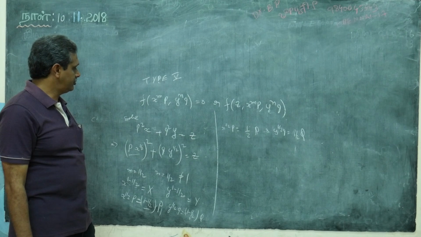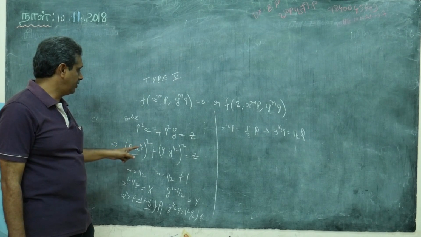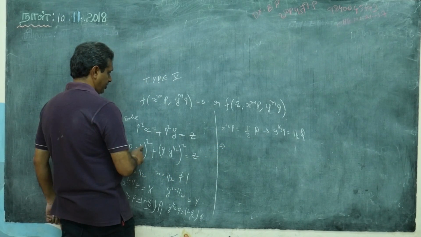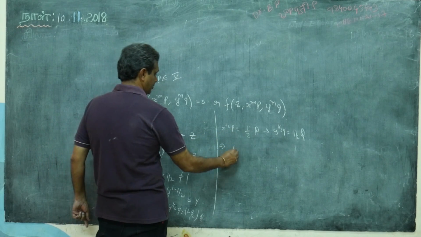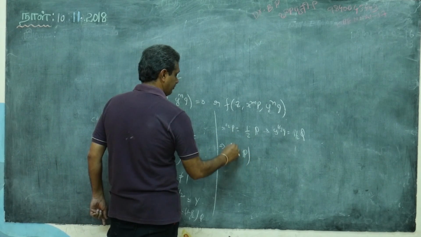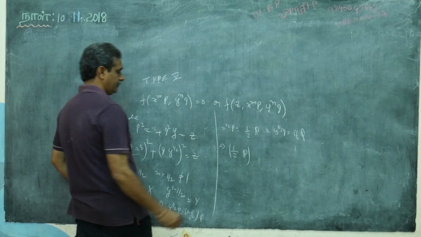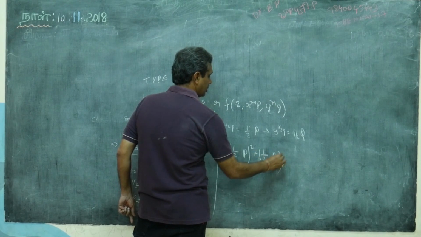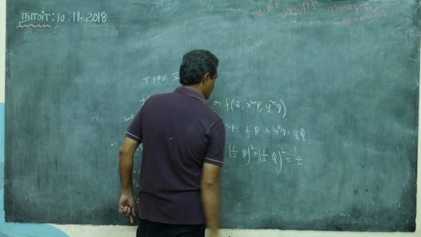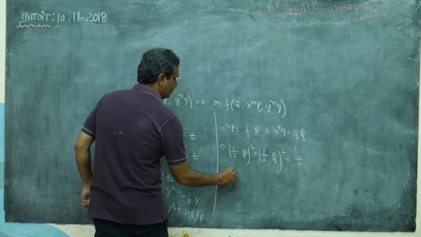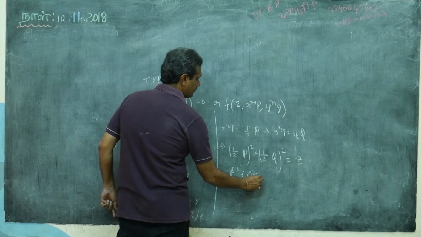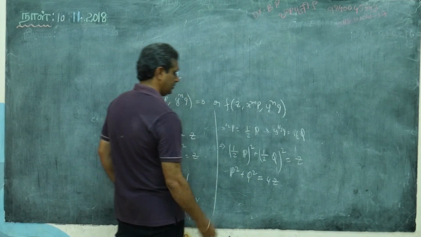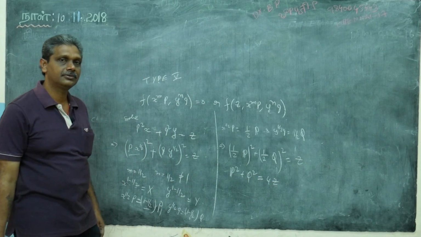Now go back and substitute into my problem. The whole thing becomes p into x to the power of 1 by 2, that is x to the power of 1 by 2 p, which is 1 by 2 capital P, whole square, plus 1 by 2 capital Q, whole square, is equal to z. This is nothing but p square plus q square is equal to 1 by 4, and 1 by 4 becomes 4z. This is actually type 4.